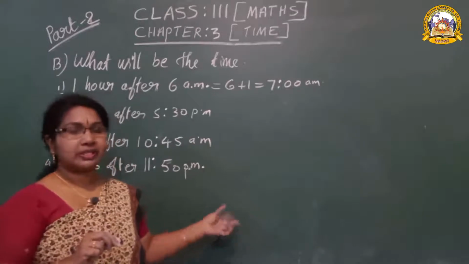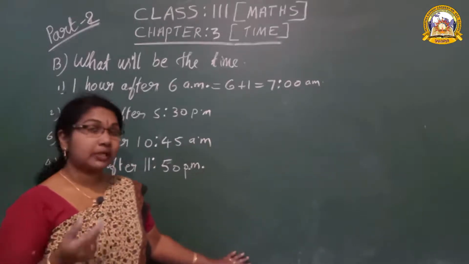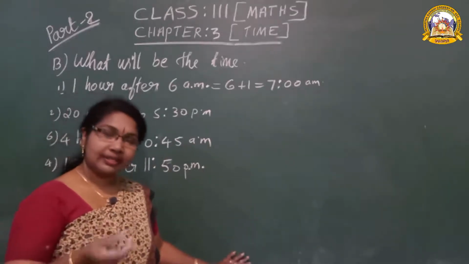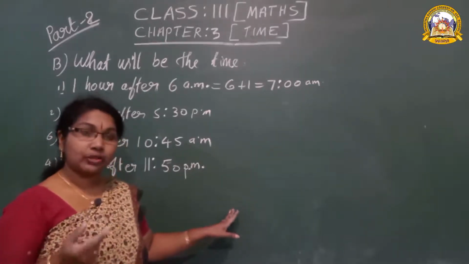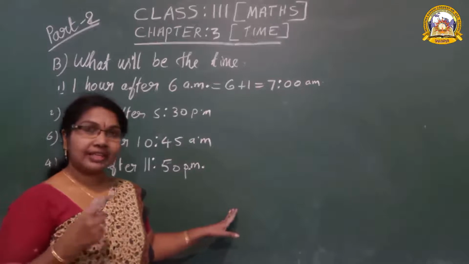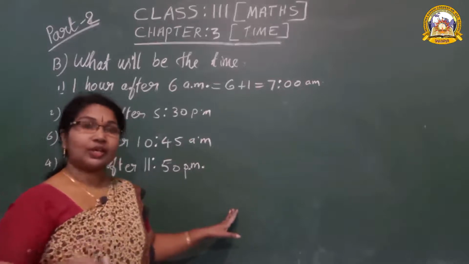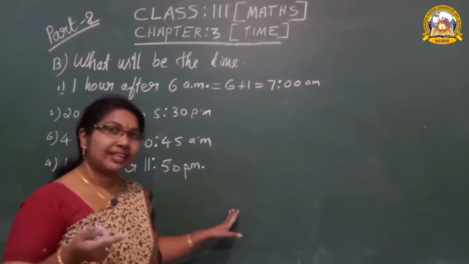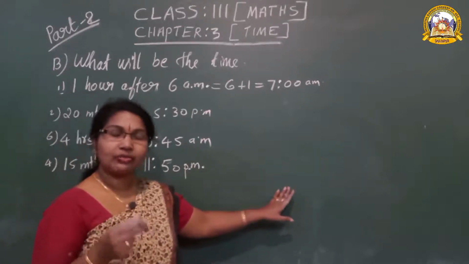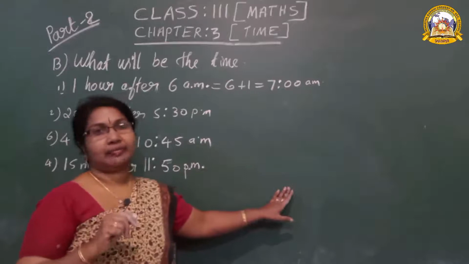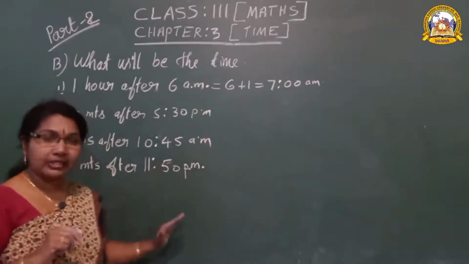Now the time is 11 o'clock. After 30 minutes, 11:30. Now the time is 11:30. After 2 hours, 11:30 plus 1, 12:30. 12:30 plus 1, 1:30. After 12:30 we don't say 13:30, we say 1:30. So like that you have to add the time.